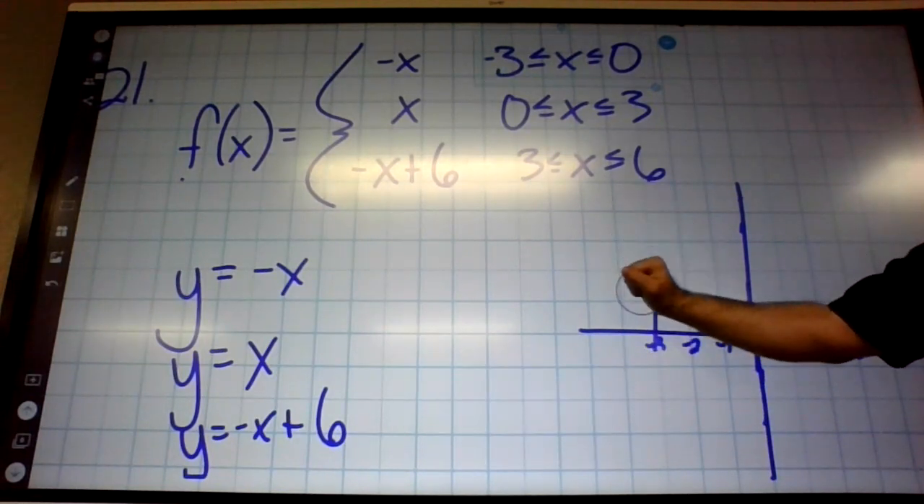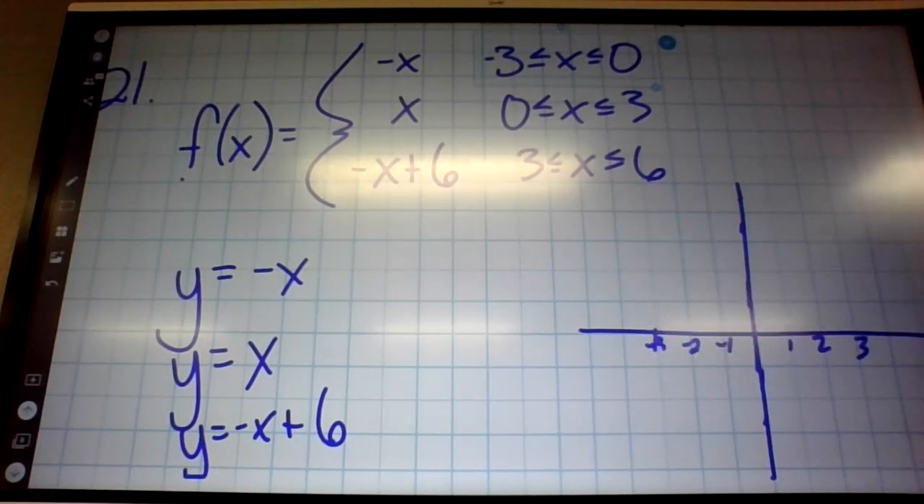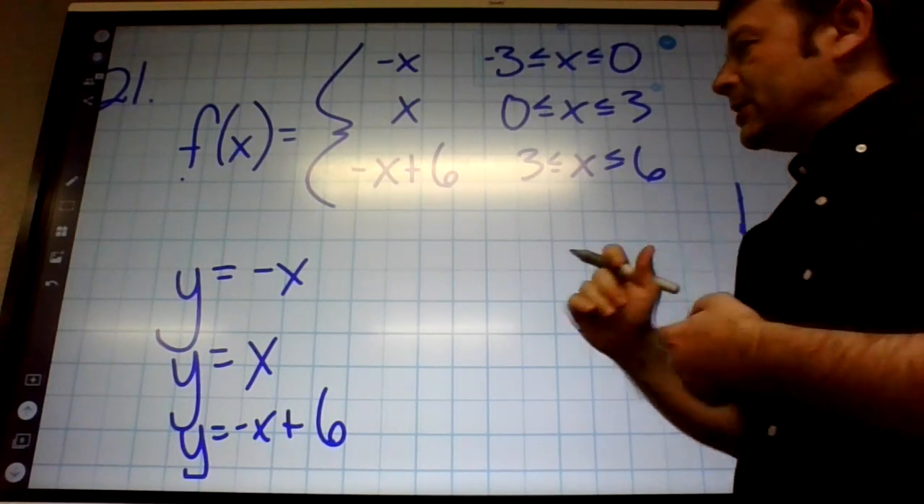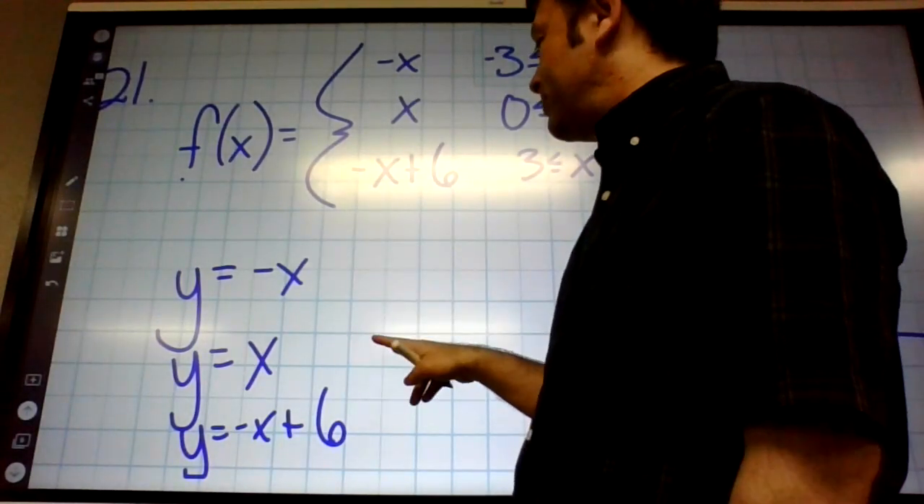I can get rid of that. Okay, here's one way you could do it. You could use slope and y-intercept and then graph part of it. But instead of slope and y-intercept, let's try it like this.